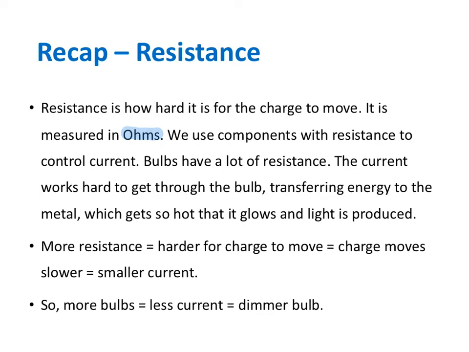So if we increase the resistance, we make it harder for charge to move. Therefore, it moves more slowly. Therefore, it's a smaller current. So if we add more bulbs, if we increase the number of bulbs, we are increasing the resistance because bulbs are essentially resistors. If we increase the resistance, that means less current. So each of those bulbs is going to shine less brightly. They're going to be dimmer.